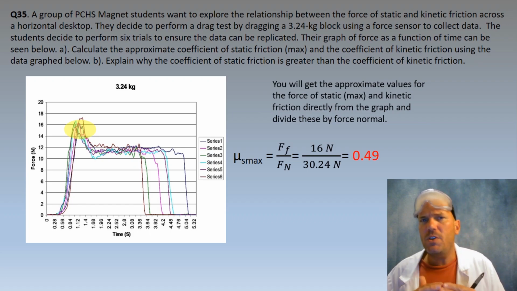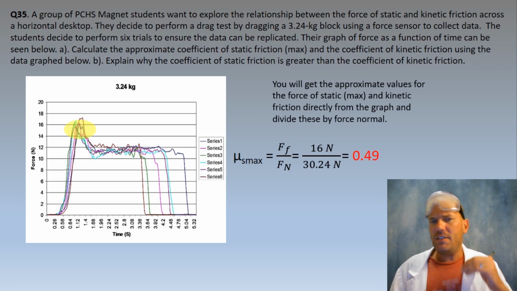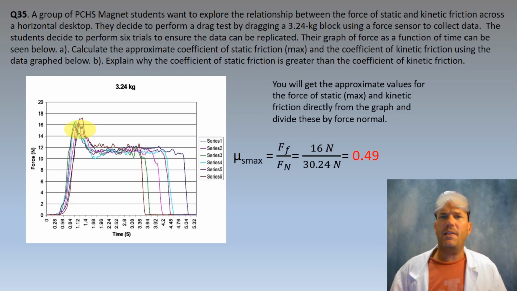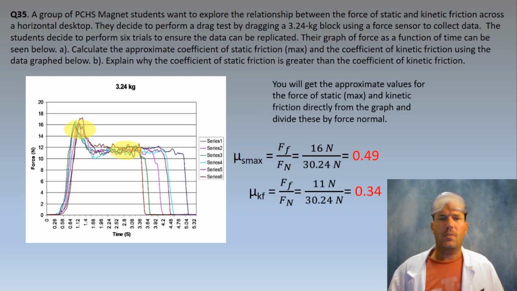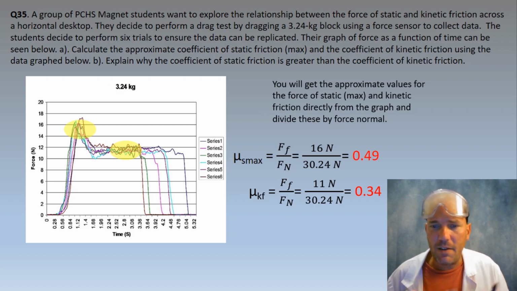And remember, there's no units on the coefficient of kinetic and static friction. That's our maximum value before we set the object in motion. Okay, so the next piece of this would be calculating the coefficient of kinetic friction.